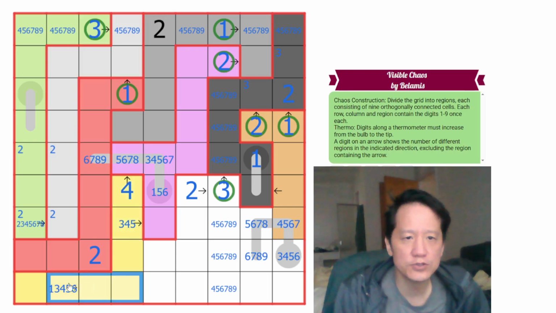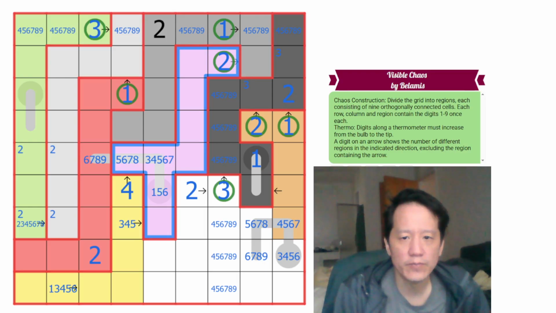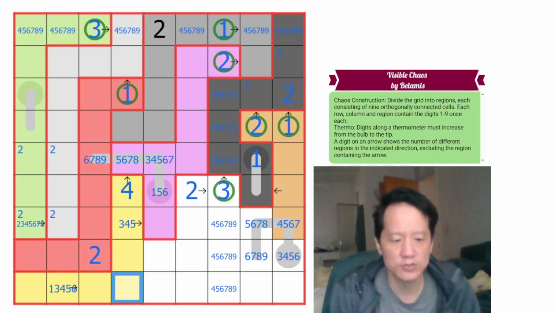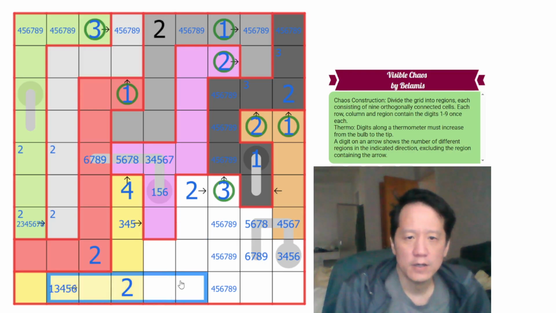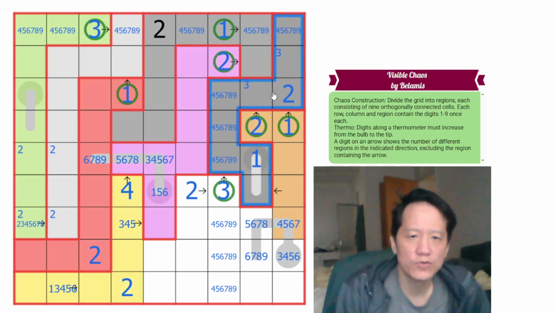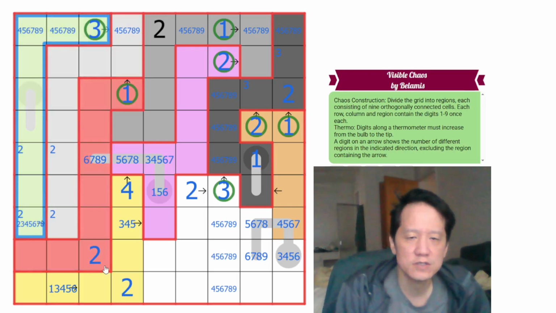And we need a 2. And none of these can be 2 here. So we have 2 here, 2 here, 2 here. Right, so this has to be the remaining 2. So this is a 2. We have how many regions now? 1, 2, 3, 4, 5, 6 full regions.